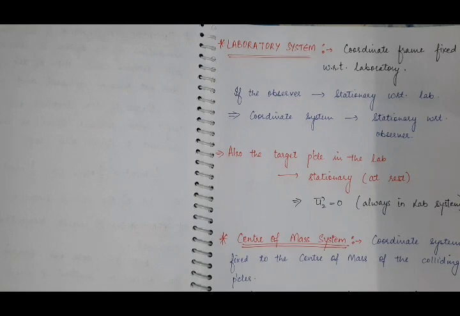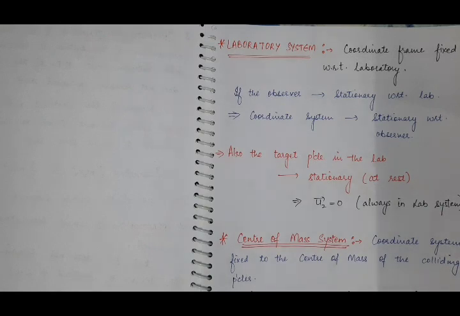Now what is laboratory system? Laboratory system means lab system. Sometimes it is also known as lab frame. Actually, it is the coordinate system or the coordinate frame which is fixed with respect to the laboratory. So any coordinate system or coordinate frame which we consider in the lab is known as laboratory system or lab system. And in this case, we know that any observer standing in the lab will be stationary with respect to the lab.